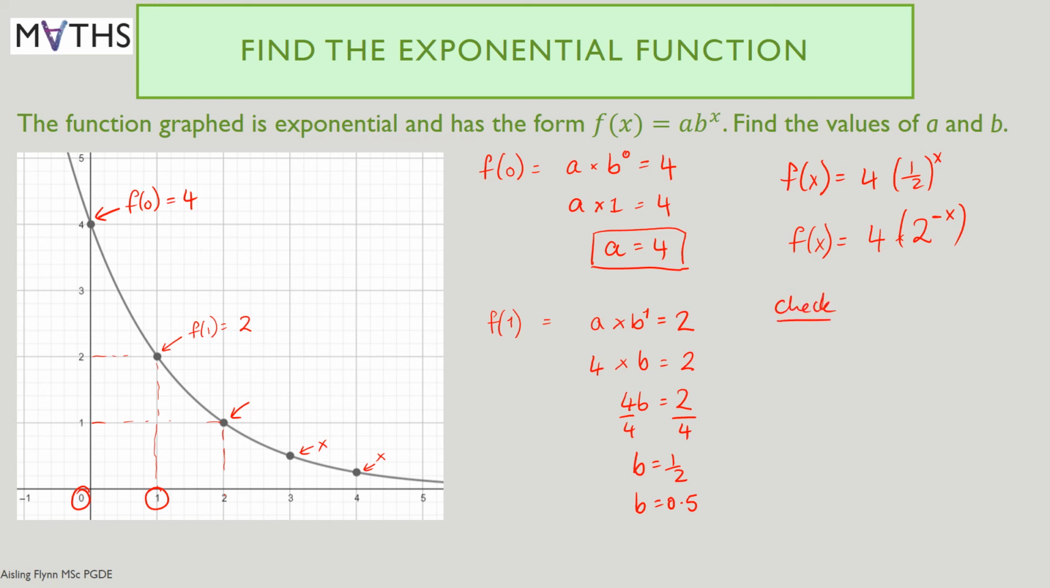Now let's check it. Let's check for the f of 2. Okay, the answer should be 1, so let's try it. F of 2 equals 4 times 2 to the minus 2. Okay, that's 1 over, you'll find out that this is 0.25. Okay, and you get 4 times a quarter. 4 times 0.25 is 1, and that was right.